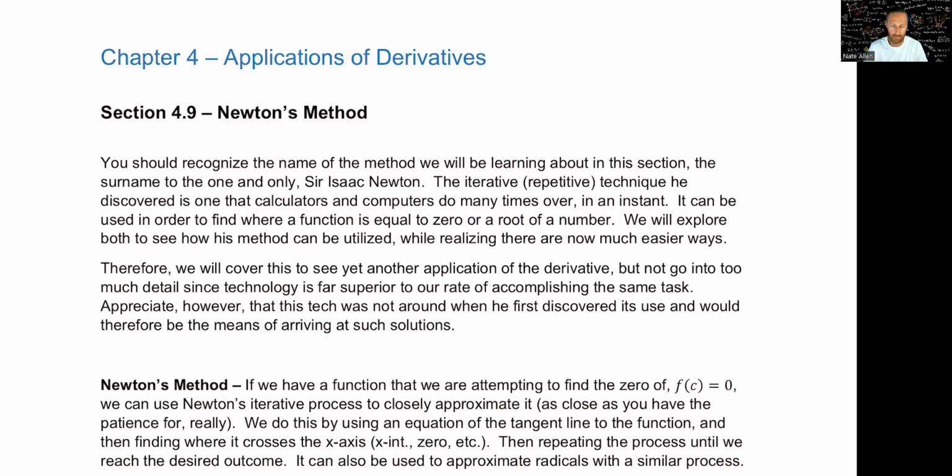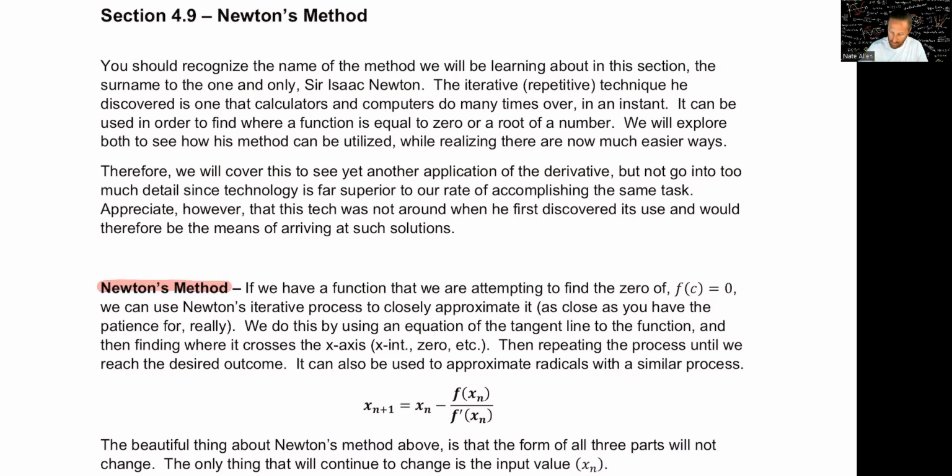So Newton's method, begin, is for when we are finding a zero, which means we're looking for that value, that constant that makes our function equal to zero, hence the name. And what he discovered was that we could closely approximate, you can do this as many times as you have the patience for, using an equation of the tangent line to our function that we are given and finding where it crosses the x-axis. Again, remember we call that the x-intercept, zero, solution, root, all those different things.